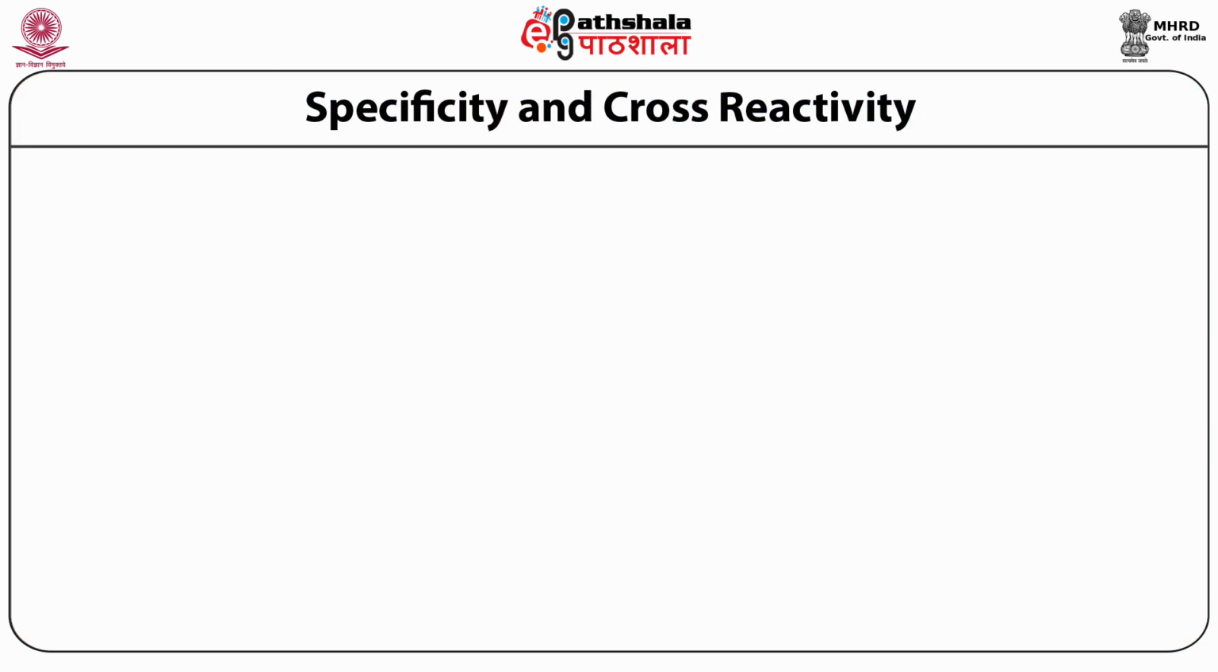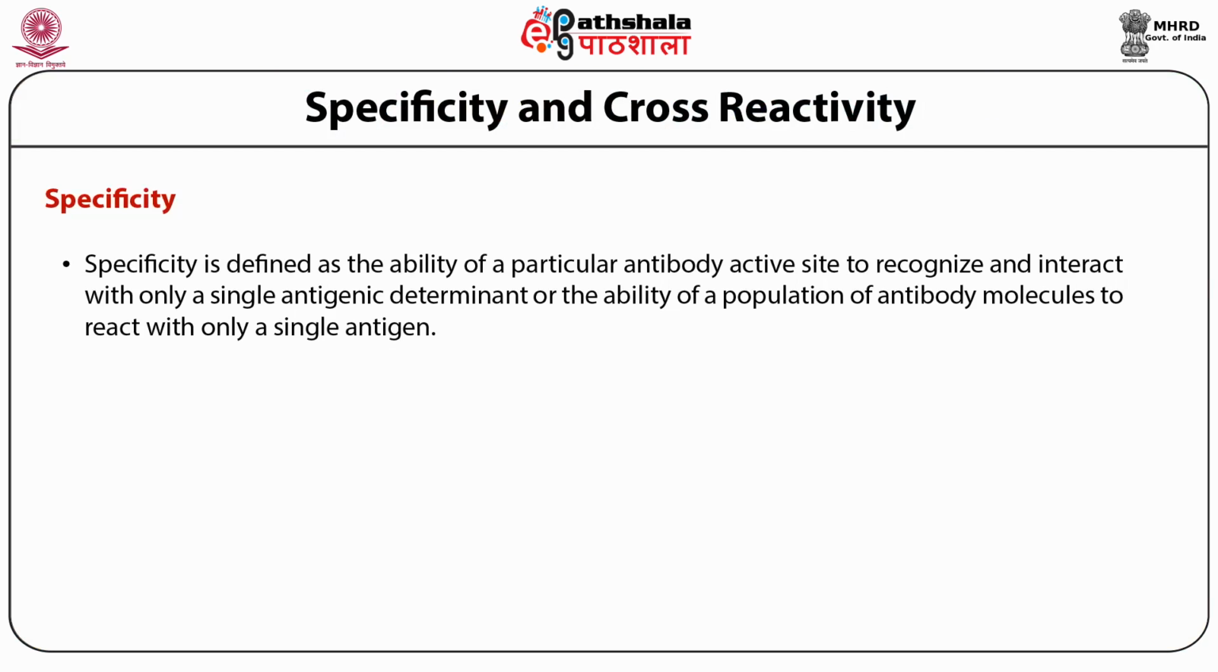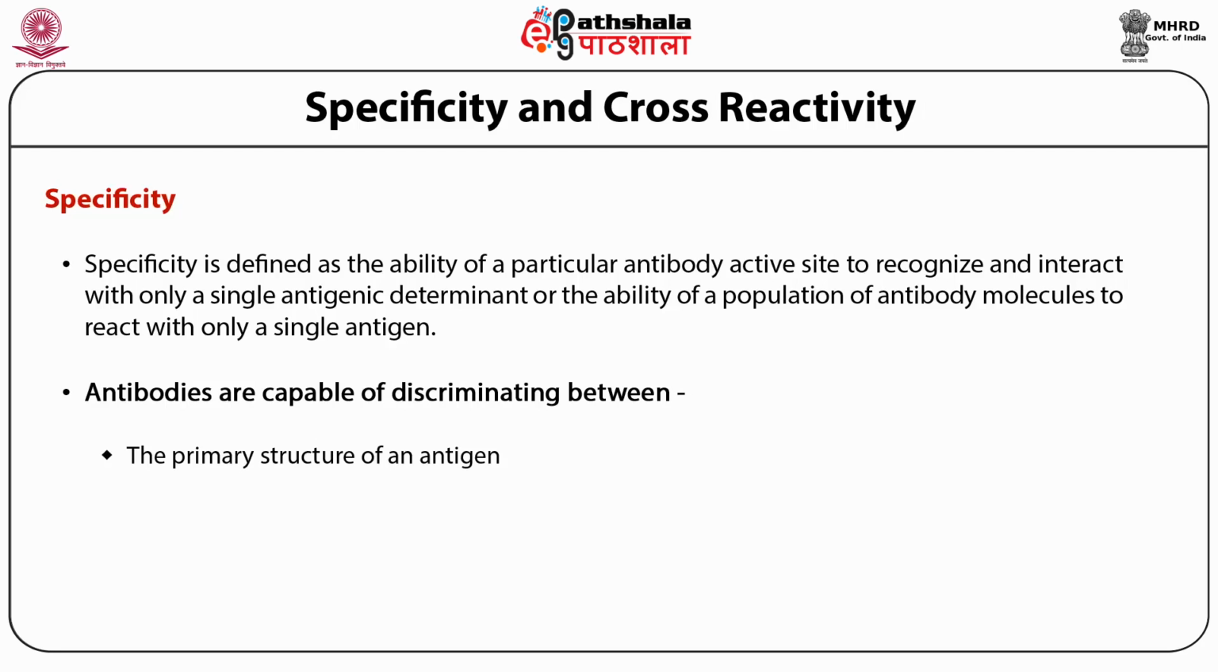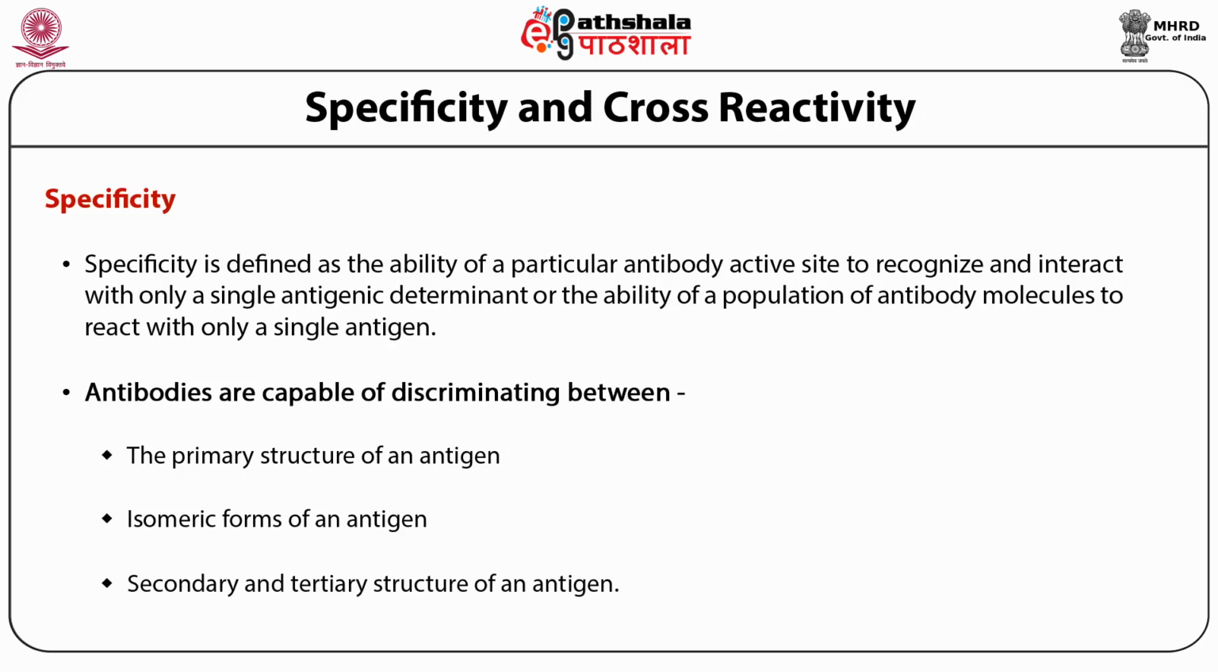Specificity and cross-reactivity. Specificity is defined as the ability of a particular antibody active site to recognize and interact with only a single antigenic determinant, or the ability of a population of antibody molecules to react with only a single antigen. Antigen-antibody reactions possess an extremely high degree of specificity. Antibodies are capable of discriminating between the primary structure of an antigen, isomeric forms of an antigen, secondary and tertiary structure of an antigen, hence being extremely specific.